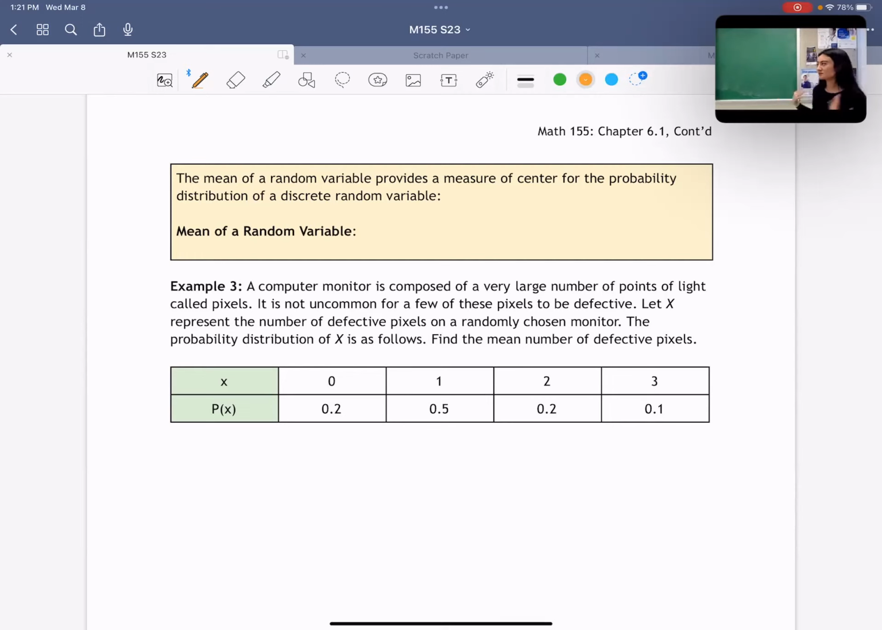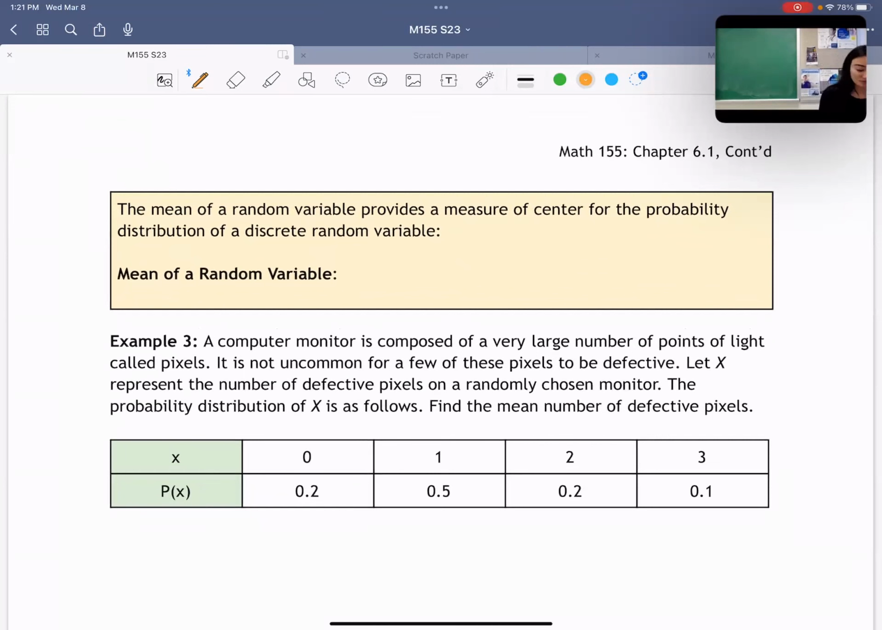We've done the mean of a list of numbers and the variance of a list of numbers, but now we have numbers that have different probabilities or weights for each of these numbers, which means the mean is going to be different than just adding them up and dividing by how many, okay? Now, before I talk about the mean of a random variable, let's do some review.